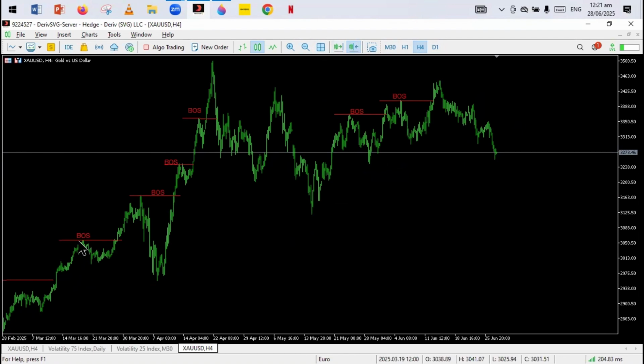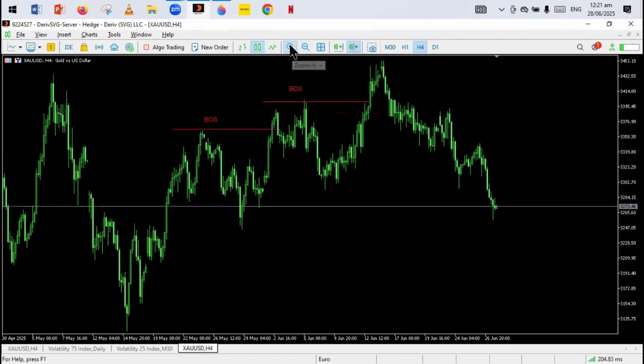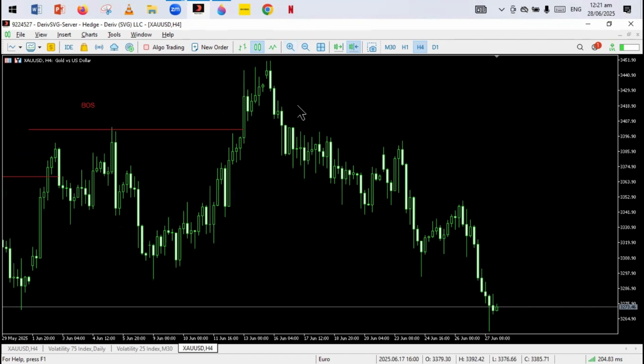As you can see, higher high, higher low, broken high, broken, higher high, higher low. The break of structures only mark the break of structures on the daily time frame. And then this was the last break of structure to the upside, and then we started having break of structures to the downside, lower low, lower high. You can see that is a downtrend.